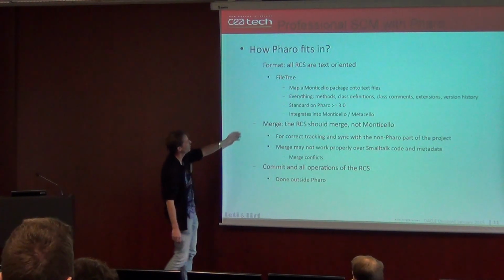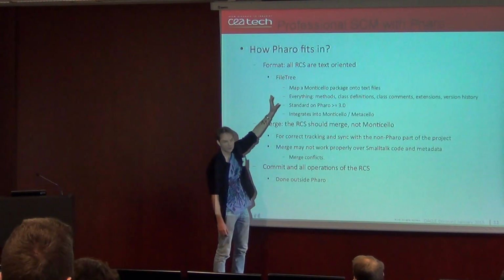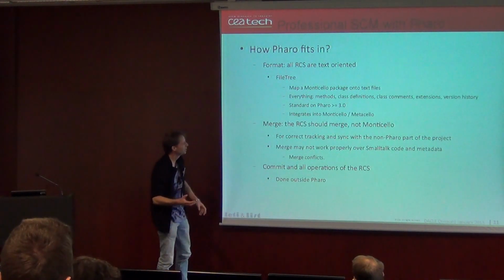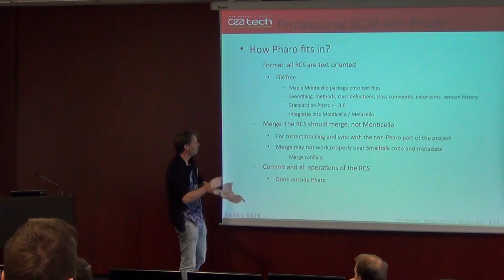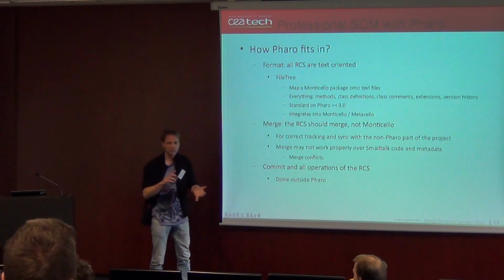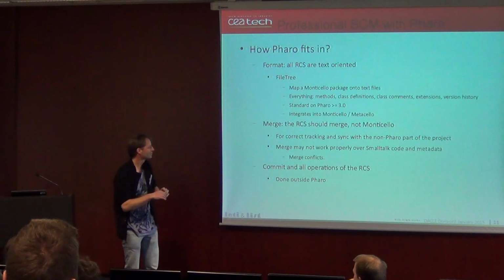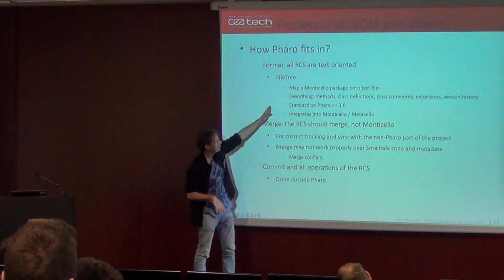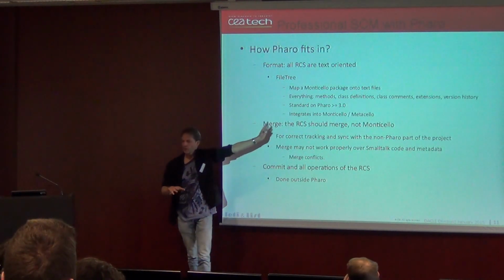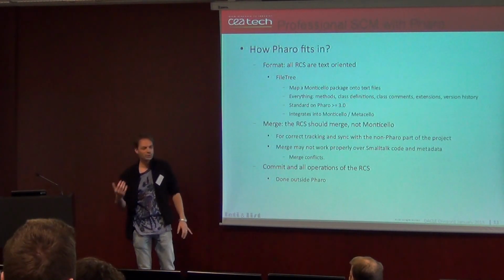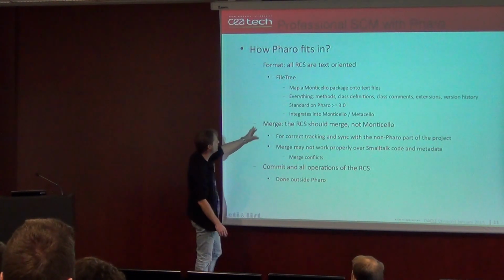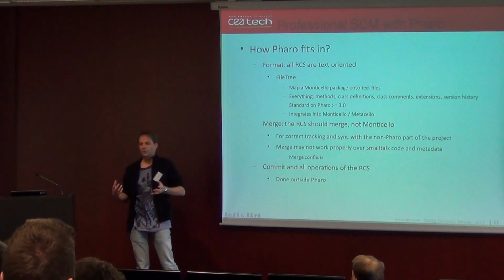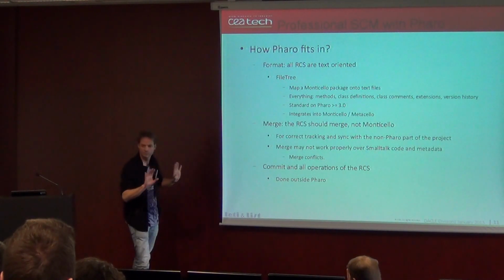So the first thing we do is we use something in Pharo that's called FileTree, which maps a Monticello package on text files. Okay? And maps everything. Methods, class definition, class comments, extensions, version history, everything goes on text files. We have it in Pharo starting version 3, it's integrated. Before that you had to load it. And it's integrated in Monticello, Metacello, so it becomes one part of the system. It's one kind of repository.